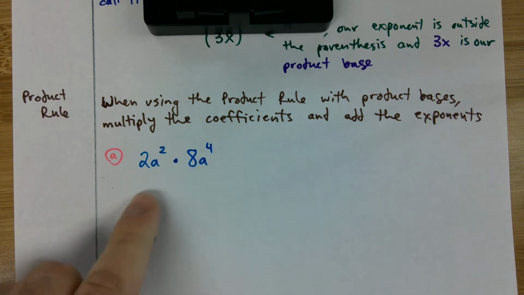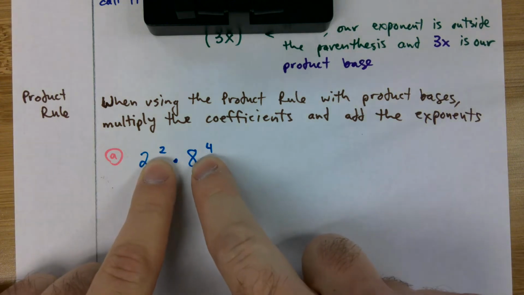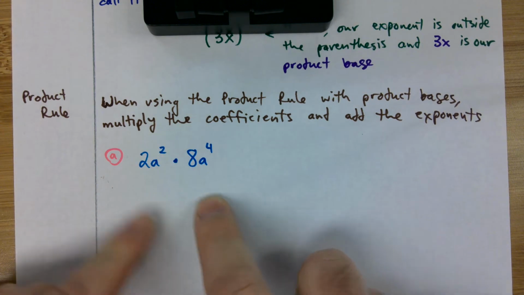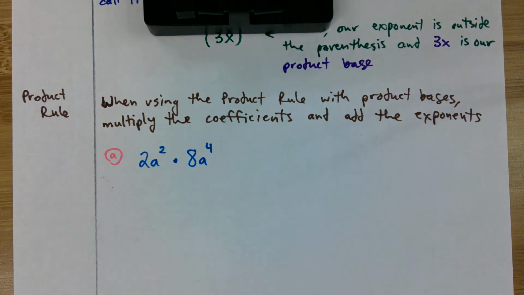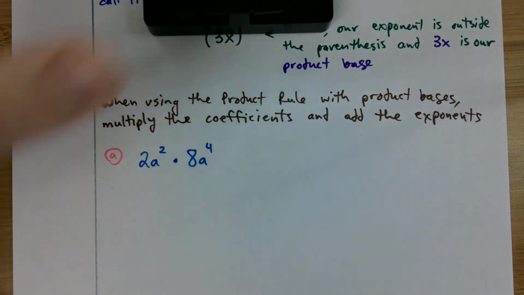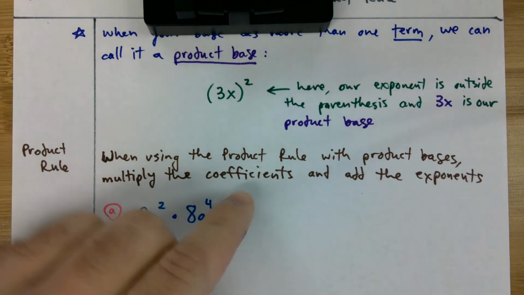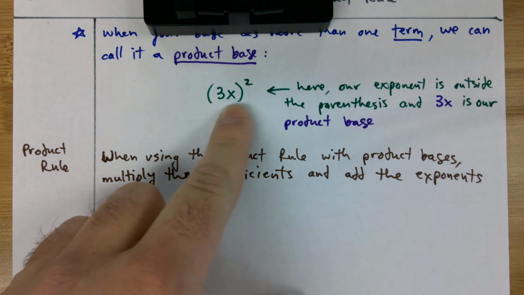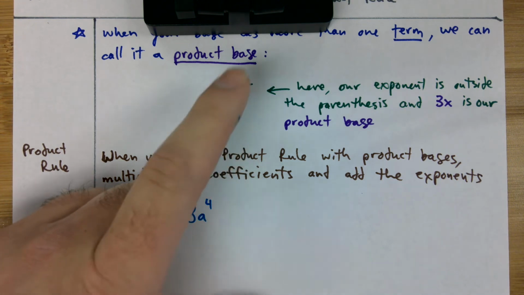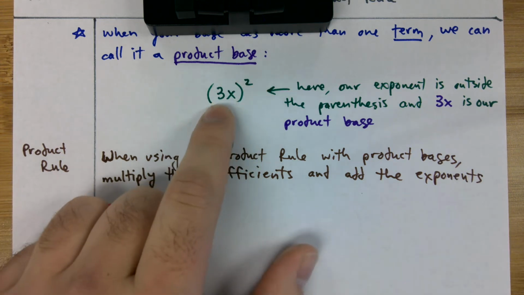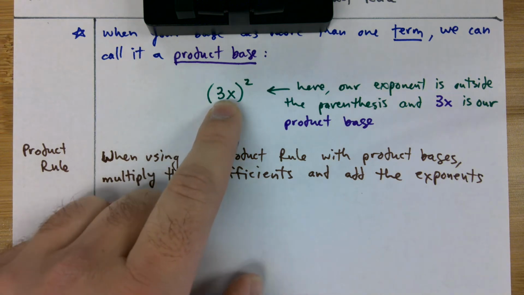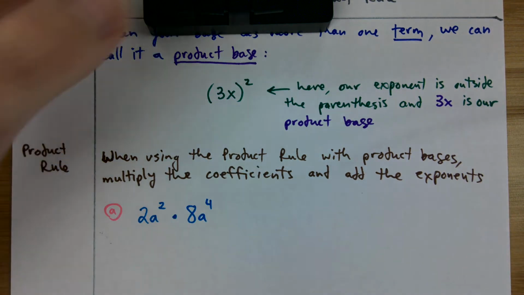Last week with the product rule, it would have just been 2 squared times 2 to the 4th, or a squared times a to the 4th. Now we've got product bases. Give me a thumbs up if you know what I mean by product bases. Okay, I'll explain it again. A product base is 2 terms as the base. X squared would not be a product base because you only have 1 term in the base. But here we have 2. It's basically just a variable with a coefficient. That's all a product base is.